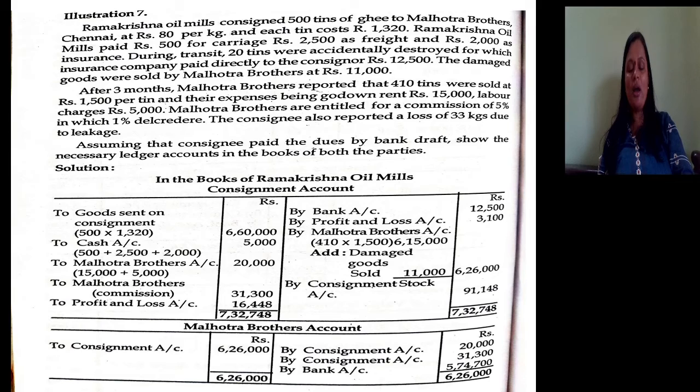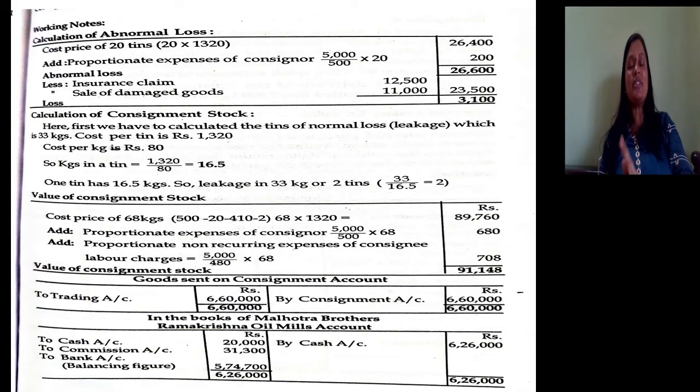410. So how many tins of goods are still with the consignee which were not sold? 68 tins. Sorry, yes, 68 tins, not kgs. Here it is given as 68 kgs, but it is not 68 kgs, it is 68 tins. 68 tins into cost per tin 1,320 gives 89,760, which is the cost of closing stock. You need to add proportionate non-recurring expenses incurred by the consignor. He incurred 5,000 for 500. How much for 68? So the answer is 680.